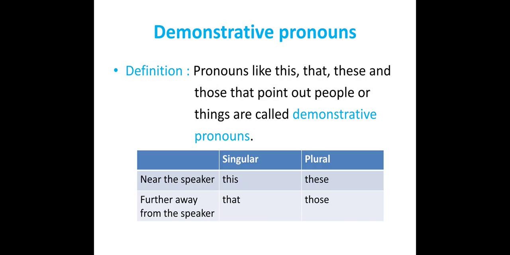So children, I request you all to open your textbook of grammar and see on page number 23. First we will see the definition of demonstrative pronouns. You can keep your finger in the textbook. Pronouns like this, that, these and those that point out people or things are called demonstrative pronouns. So children, this is the definition of demonstrative pronouns and now we will see examples.